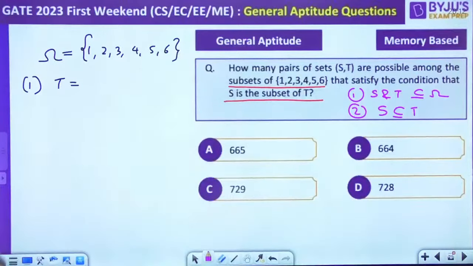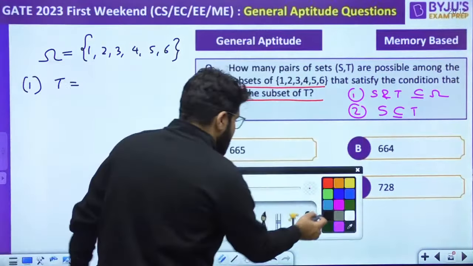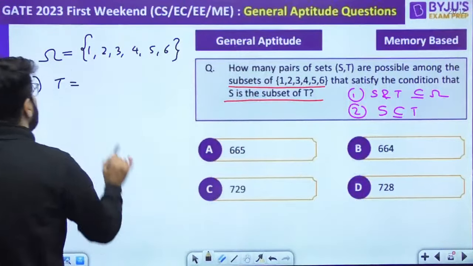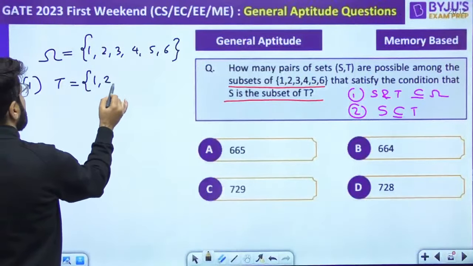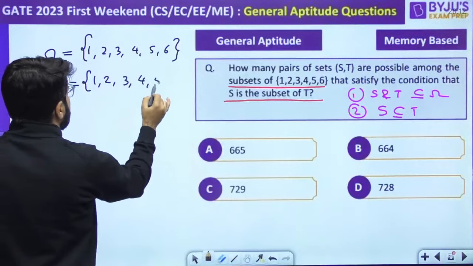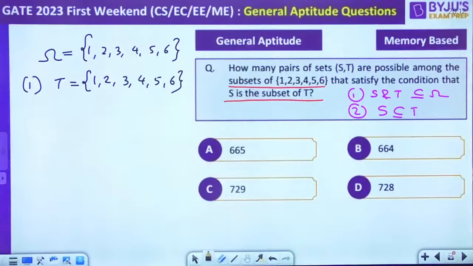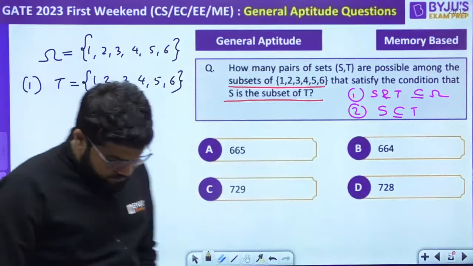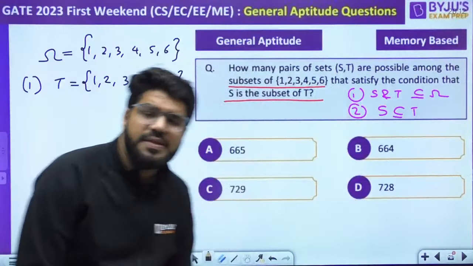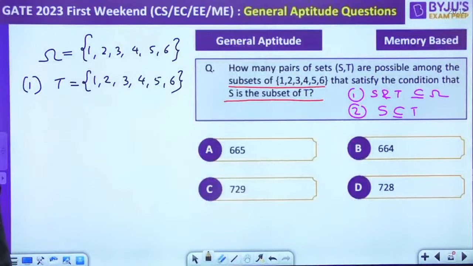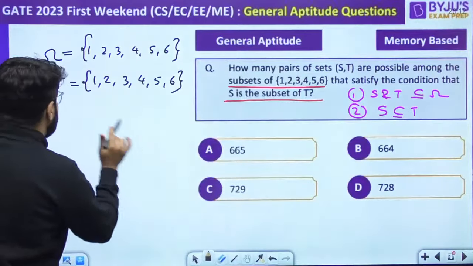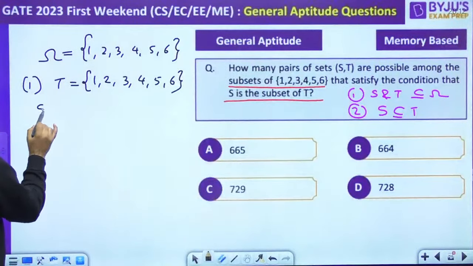Okay. So what is the T? What is the value of the T? So T is equal to 1, 2, 3, 4, 5 and 6. 1 and 2, 3 and 4, 5 and 6. Clear? That is the value of T. So what is the value of S? If this is T, what can be S?